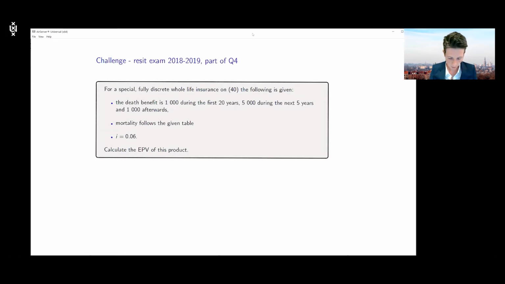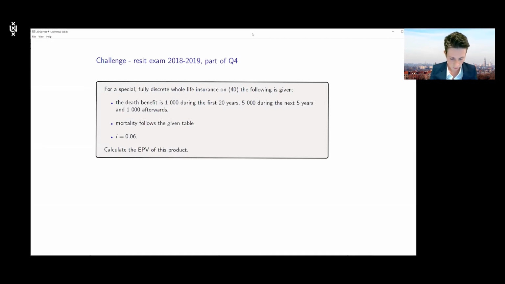So maybe about the second bullet, the given table. Well, that's a mortality table that you can find on Canvas, which I often use during midterms and exams, and which basically lists the EPVs for a series of products. While solving the exercise, I will show you how this mortality table looks and how you can use it to answer the question.